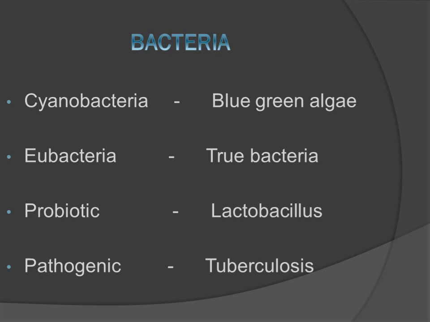Then the third one and the fourth one, they have classified as per the benefits to human beings. How the bacteria is helpful for human beings. As per that they have classified these two as probiotic as well as pathogenic. Probiotic bacteria means it's a beneficial bacteria. Pathogenic bacteria means it's a harmful bacteria. Is it fine?